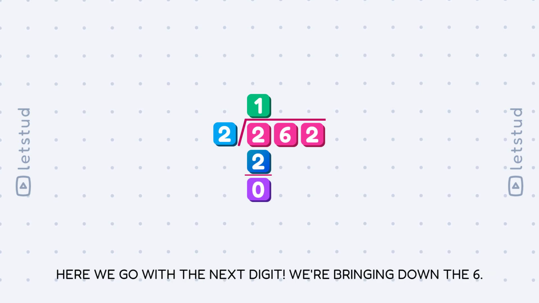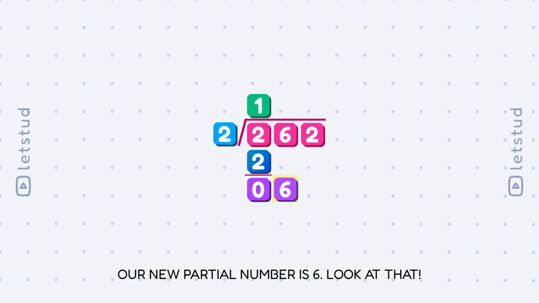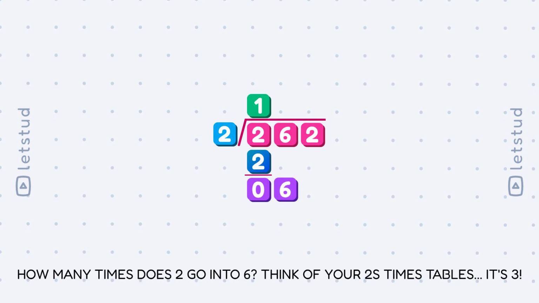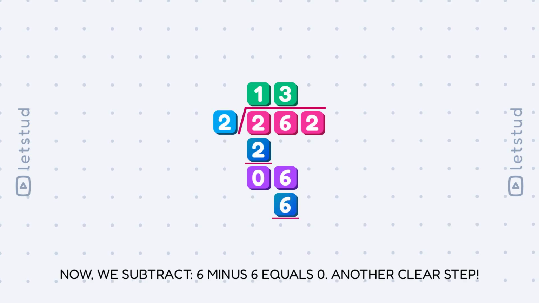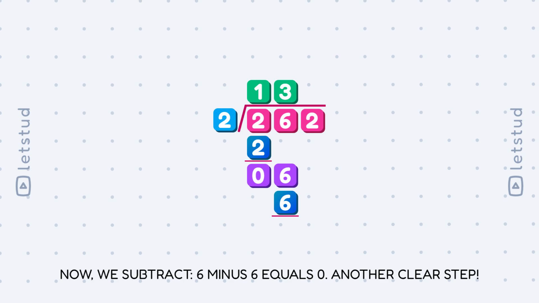We're bringing down the 6. Our new partial number is 6. Look at that. How many times does 2 go into 6? Think of your 2's times tables. It's 3. Let's multiply. 3 times 2 equals 6, spot on. Now we subtract. 6 minus 6 equals 0.